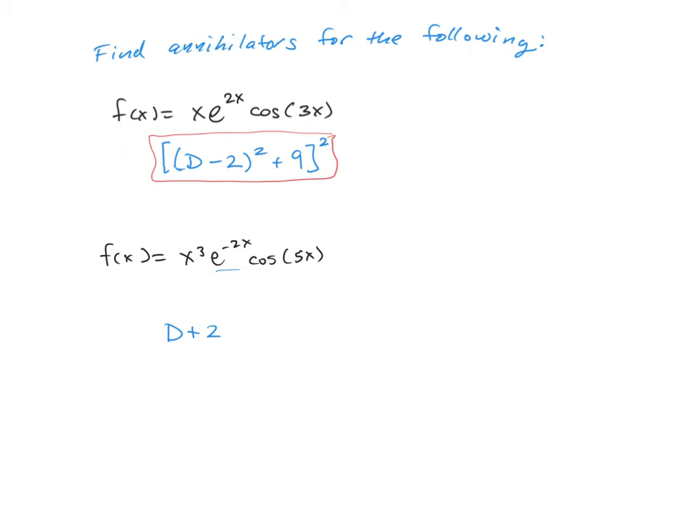But now, because we have a cosine, we know we have to square this and add on the square of the coefficient, which is going to be 5 squared, which is 25. So this part alone annihilates these two parts. But now we have a repetition that's modeled by the x cubed. So if you think about it, that means this was repeated 4 times. So therefore, we have to put this whole thing to the 4th power to capture that derivative.